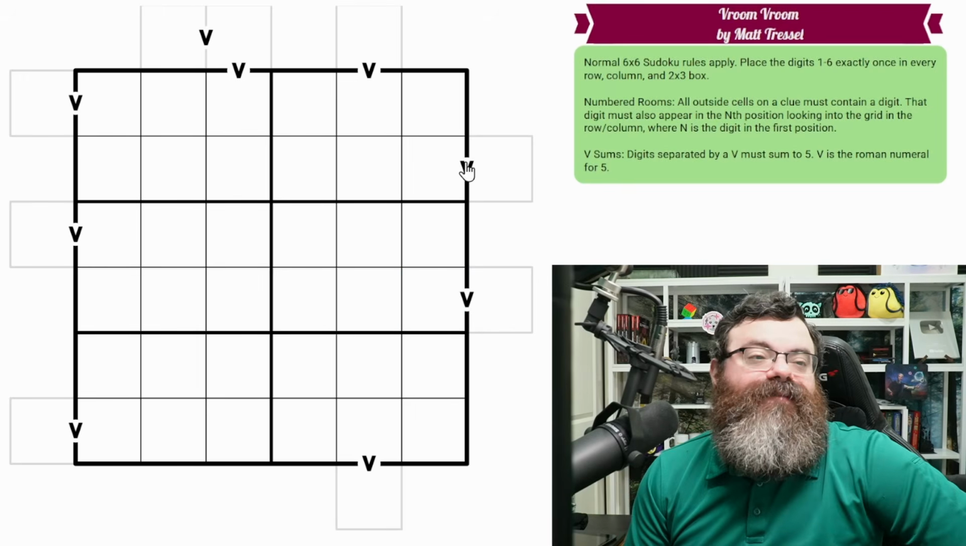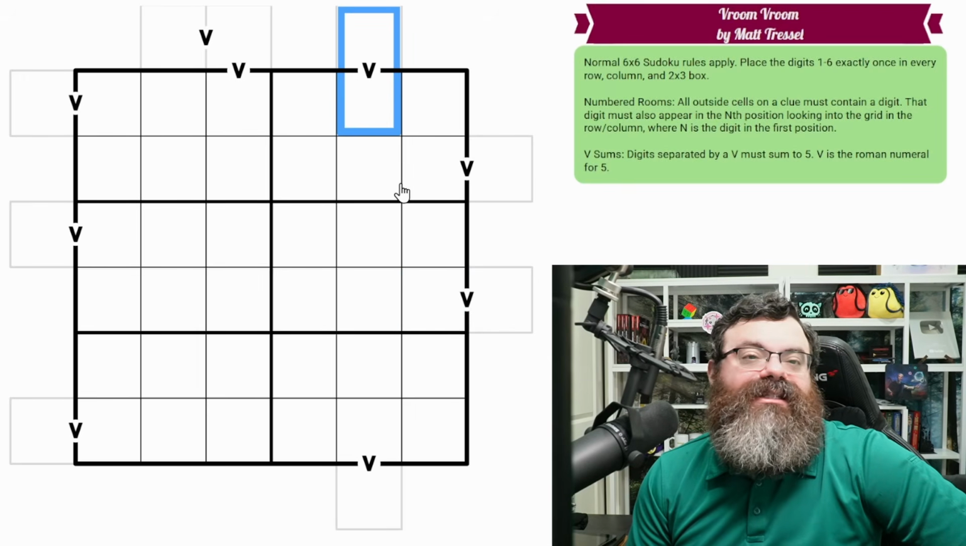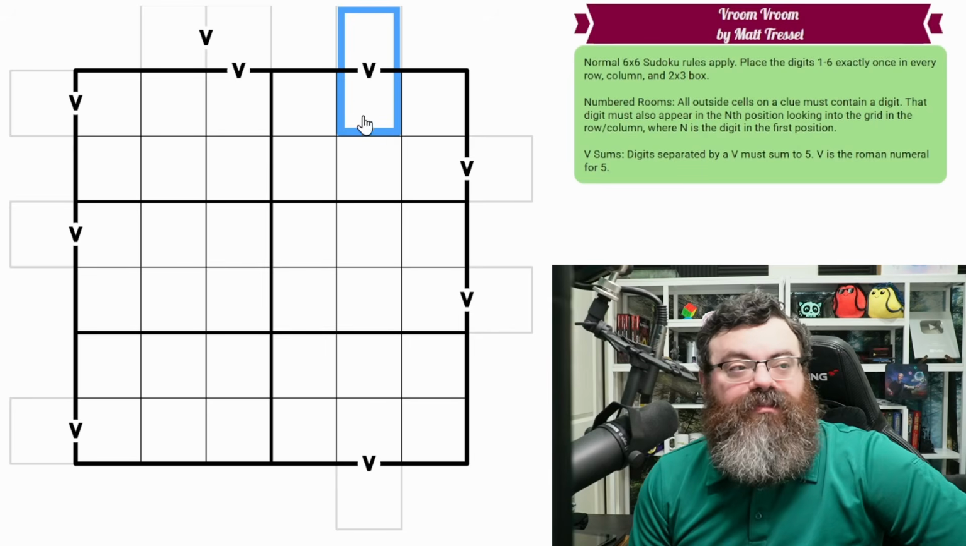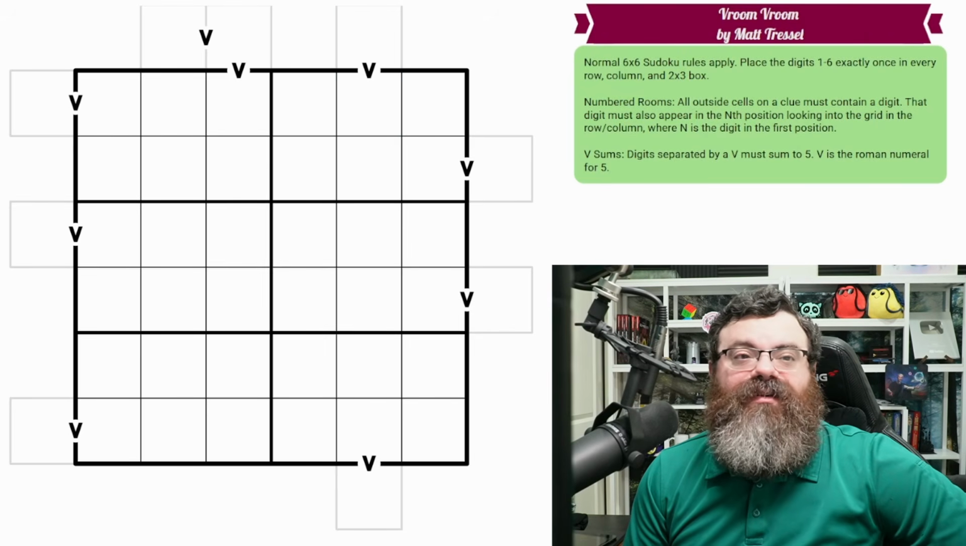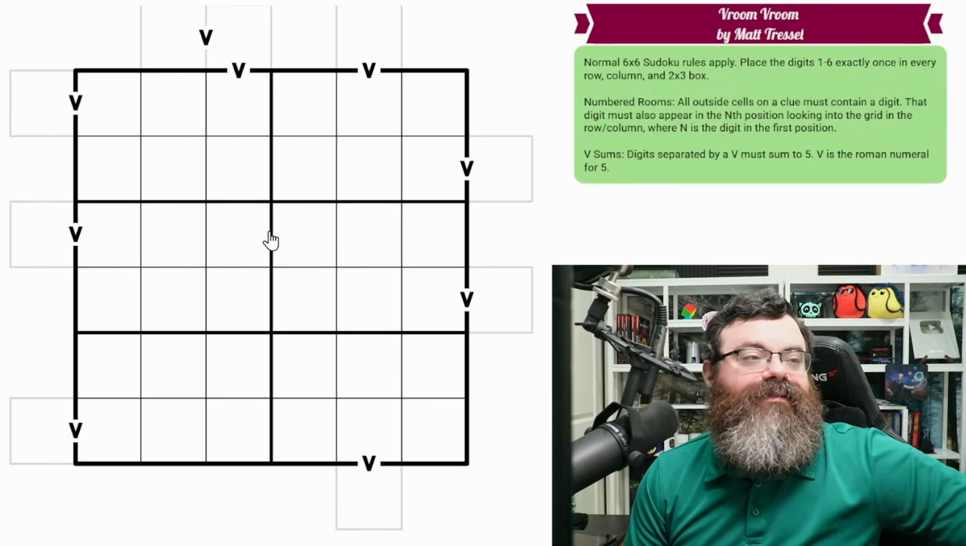Anyway. We also have V's in the grid. Digits separated by a V must sum to 5, because V is the Roman numeral for 5. All right, and that's it. Those are the rules. There's a link in the description if you'd like to try the puzzle yourself, and I'm going to get started right now.